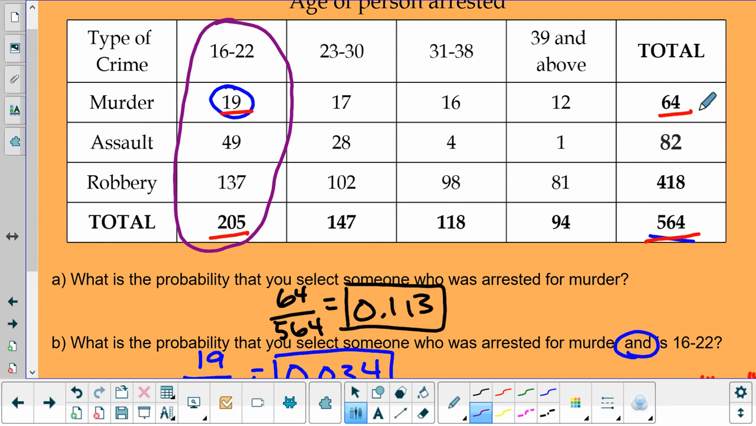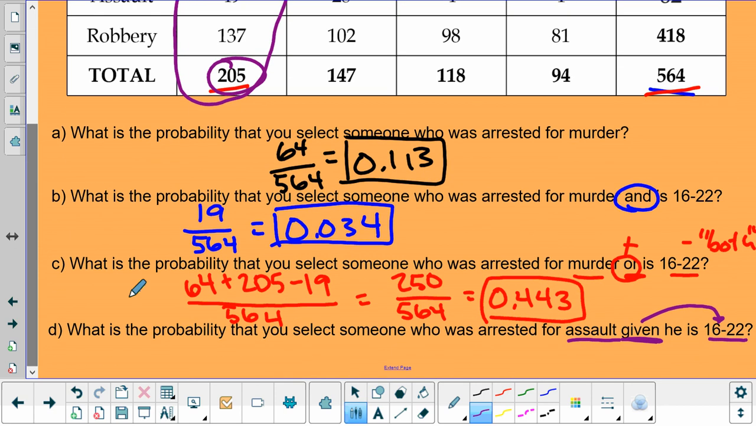You don't care about the rest of these people over here. Your total changes. You're not looking at all 564 anymore. You're only looking at 205 of them because of this given condition. That's what makes it a conditional probability. This condition is given, I have to take that into consideration. So then I look for my successes.